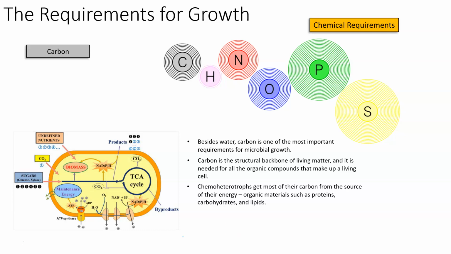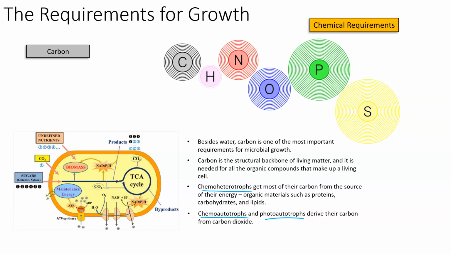Then we have terms like chemoheterotroph and autotroph. Chemoheterotrophs get most of their carbon from the source of their energy: organic materials such as proteins, carbohydrates, and lipids. Those are heterotrophs that must consume, and they get the energy they produce in carbon form from the organic material they ate. Chemoautotrophs and photoautotrophs derive their carbon from carbon dioxide, and the slight difference between them is based on what energy source they utilize in order to derive the carbon from carbon dioxide.